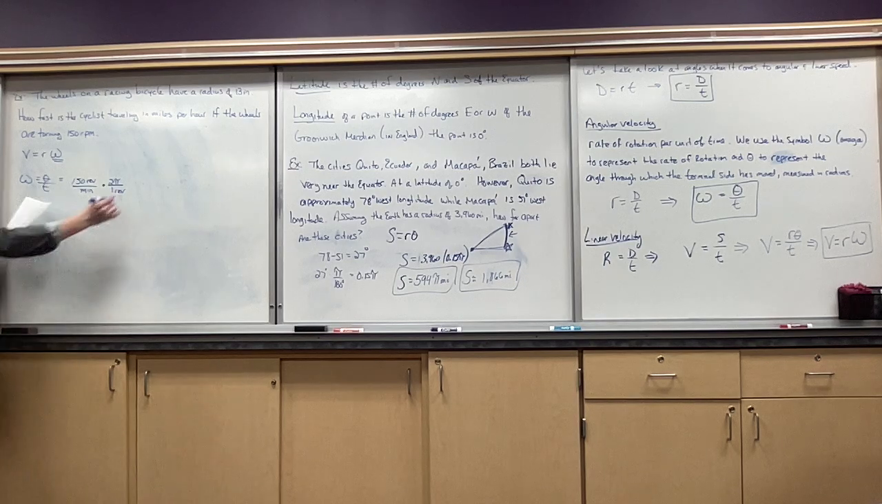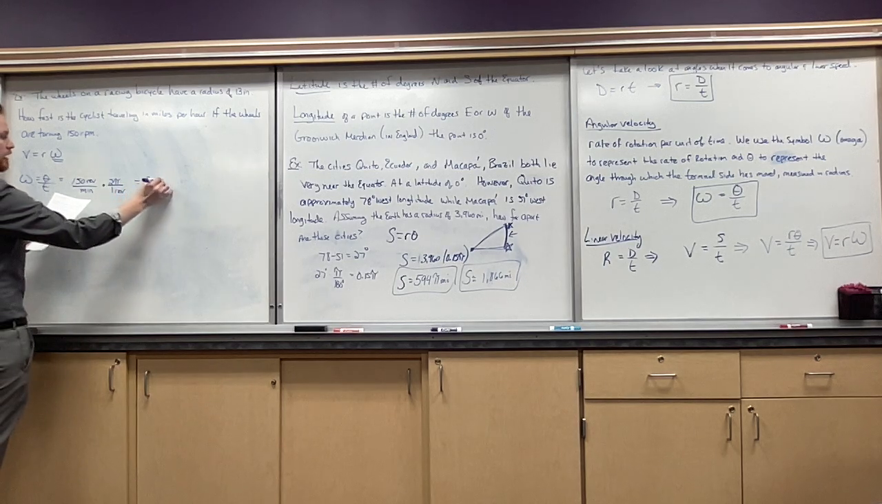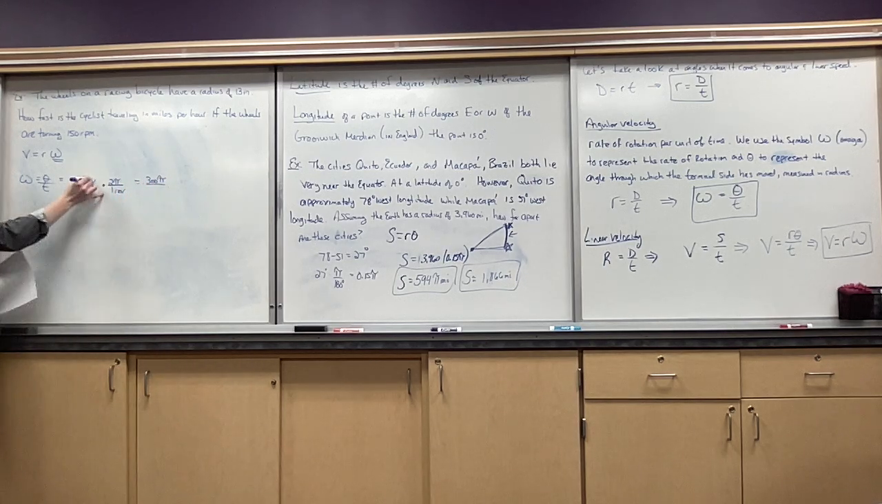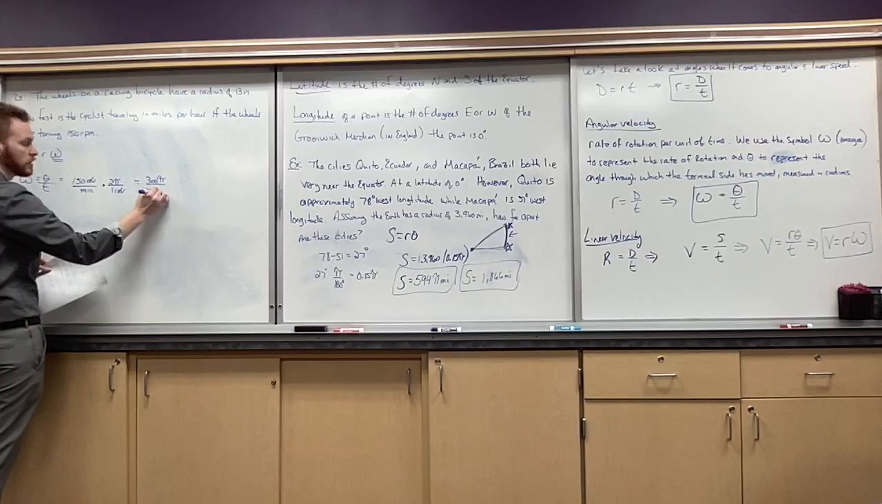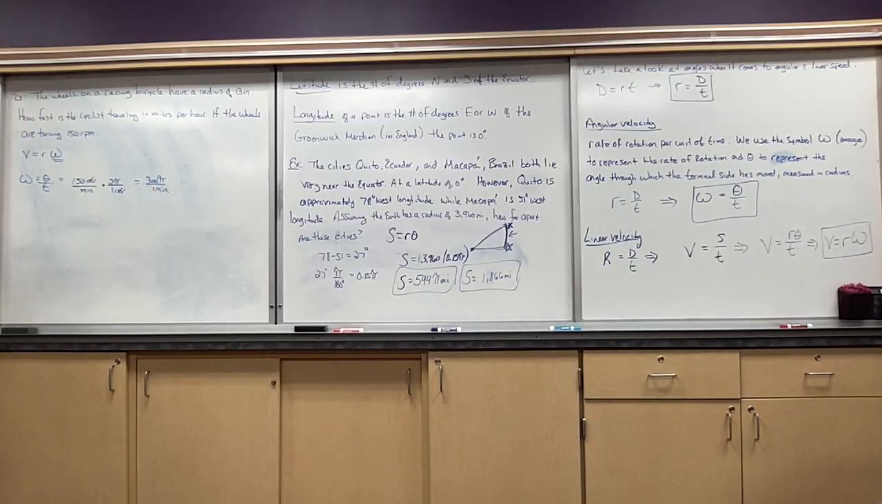If I multiply those together, I get 300 pi, and notice that the revolutions cancel out, which is perfect. That's what I want. I want to put this in radians. Then we are left with just per minute. So we're going 300 pi radians per minute. That's your angular velocity, which is pretty fast. Now we can plug it in here.